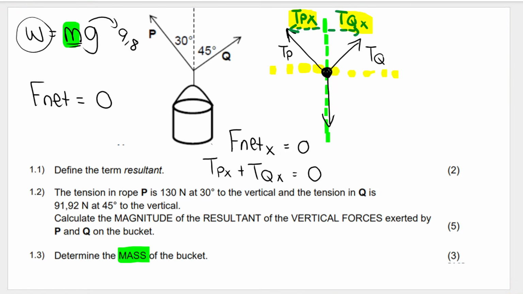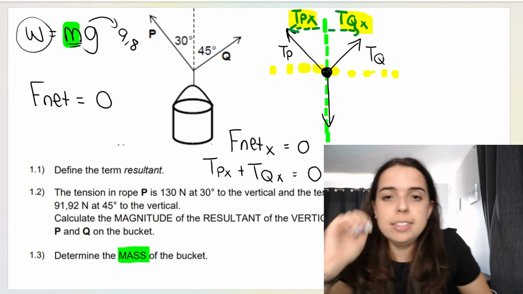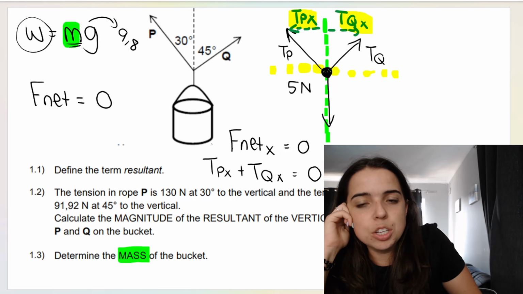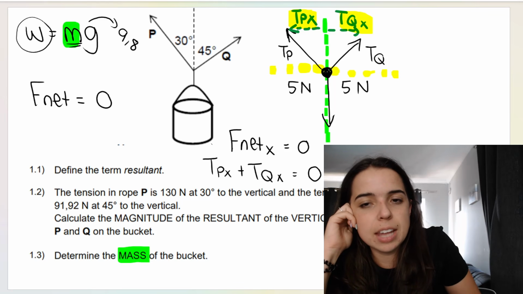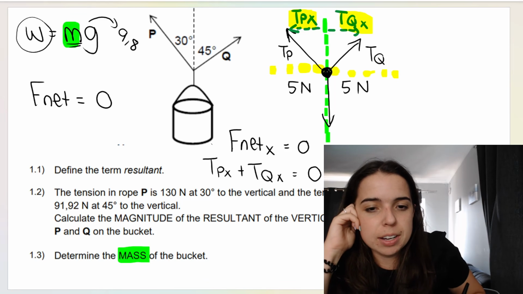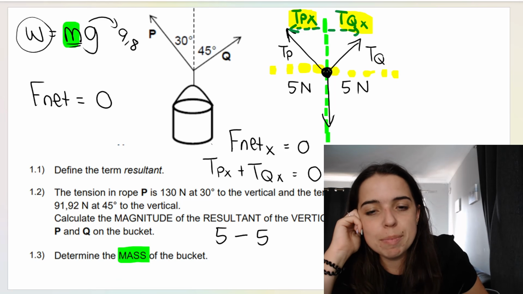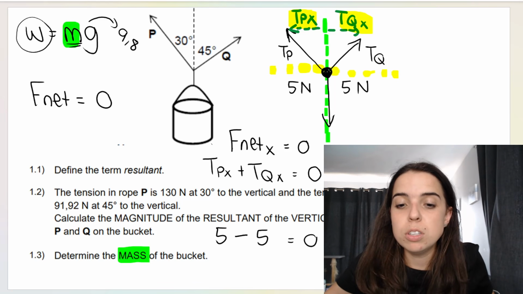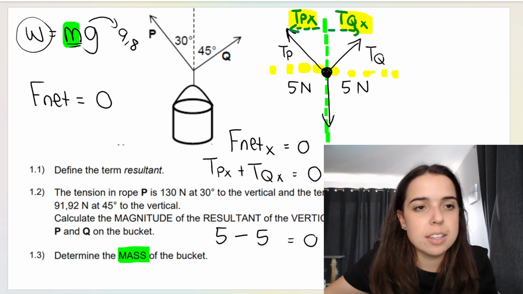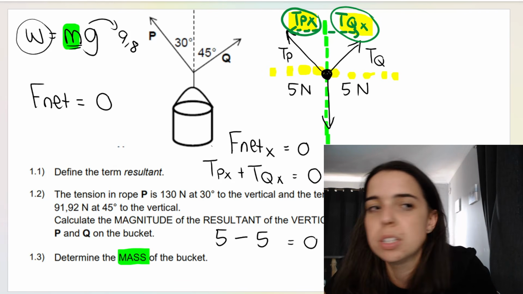Think about it this way. We don't know the value, you can work it out, but let's pretend that TPX, you see it's going to the left, is 5 newton to the left. And TQX is 5 newton to the right. Let's say they're the same. Because one is acting to the right, I will substitute that in as a positive. And because one is acting to the left, I will say minus. What is 5 minus 5? It gives me 0. So what's important to note is that the sum of the forces acting left or right will equal 0, which means in this case, I hope you can see it, that this and this must be the same magnitude but opposite directions.